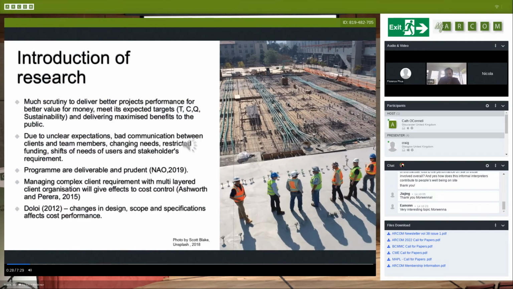Construction professionals are under much more pressure to deliver better project performance to achieve better value for money. The usual targets of time, cost and quality now include more emphasis on sustainability and better impact to the public. However, we have a few other issues that we need to consider.